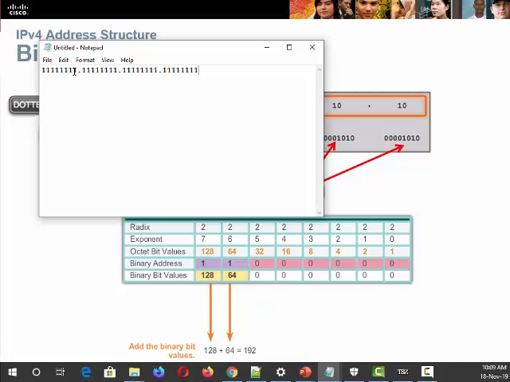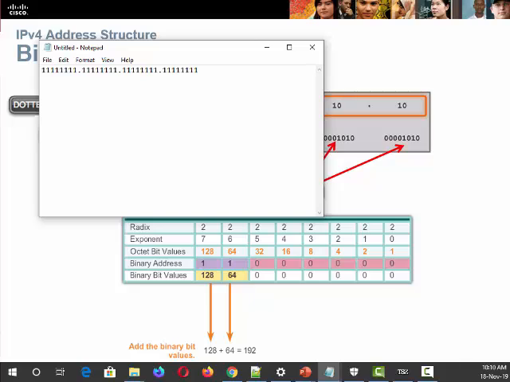So if this is an octet, this is also an octet, this one is also an octet, and this one is also an octet. In all, we have 4 octets. That is in bits.